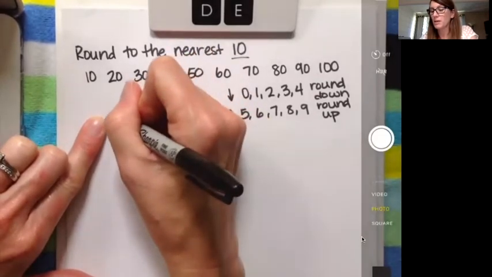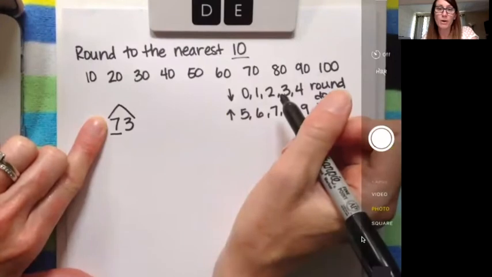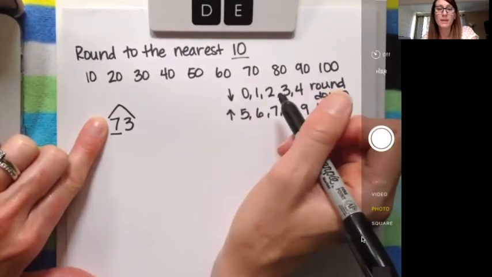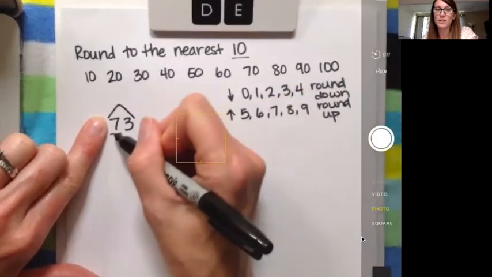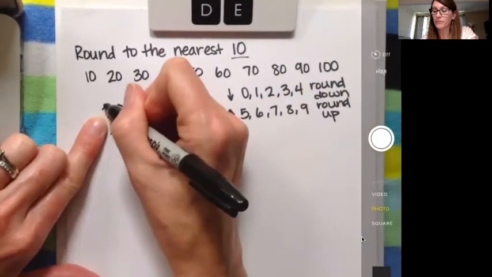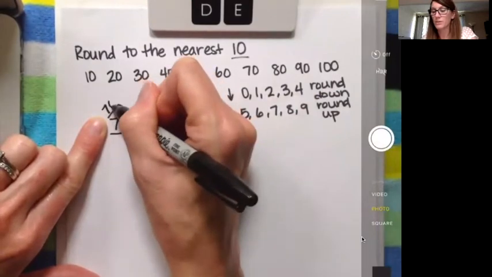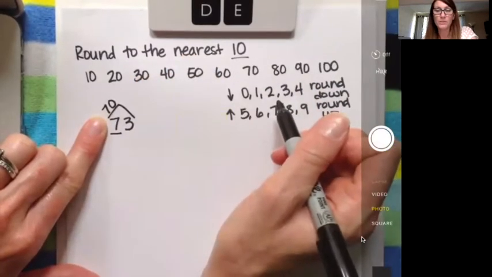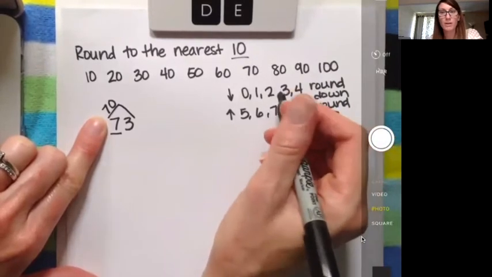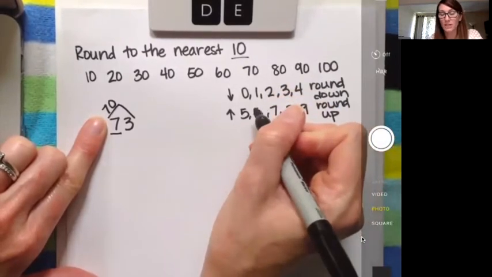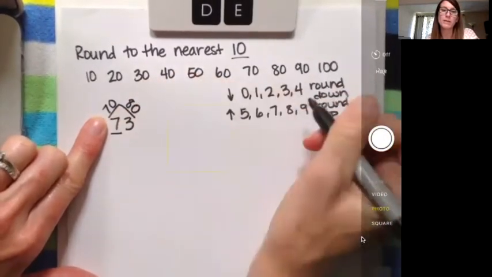So I'm going to put my roof on top of 73. And I'm going to think about, okay, what's my 10 that comes before 73? Remember, I can just take this digit here, write it down, and then take that one and turn it into a 0. So 70 would come before 73. Then I want to think, okay, what's my 10 that comes after 70? Well, that would be 80. And I'm going to write that on my house.